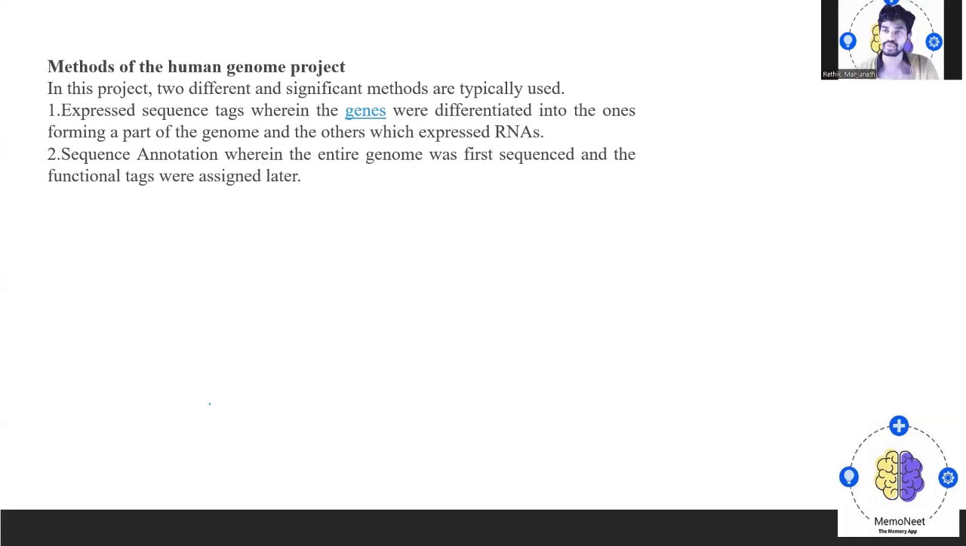So, what methods did they use to analyze the Human Genome Project? Two significant methods were used. First is expressed sequence tags, wherein the genes were differentiated into one part forming a part of the genome, and the other which expresses the RNAs. The second one is sequence annotation, wherein the entire genome was first sequenced and functional tags were assigned later. So first we need to identify the genes and on which gene expresses what kind of RNA. In the second, they first studied the entire genome, and later the function of individual genes was studied.